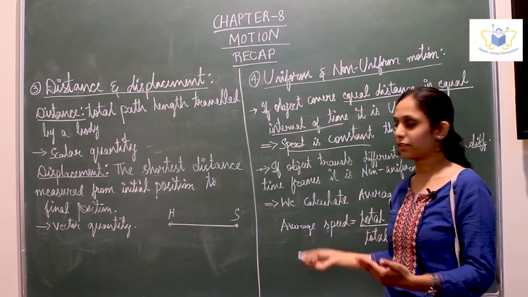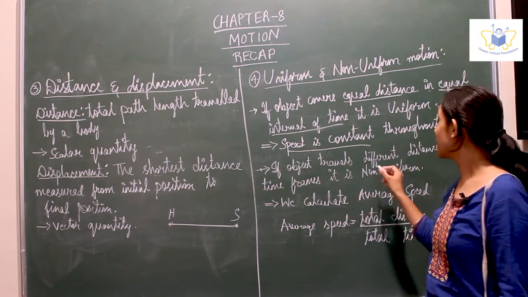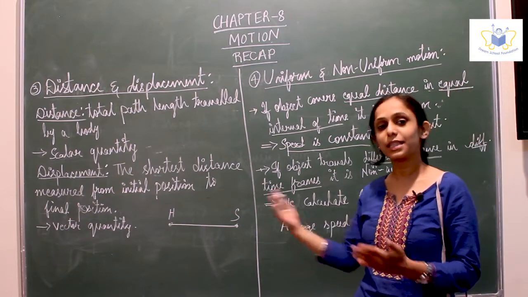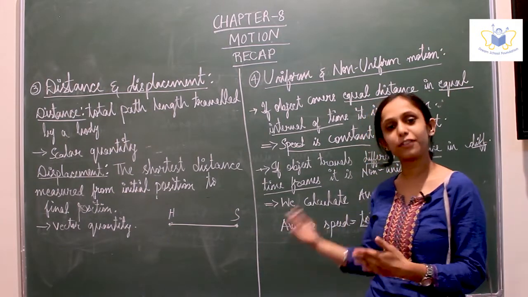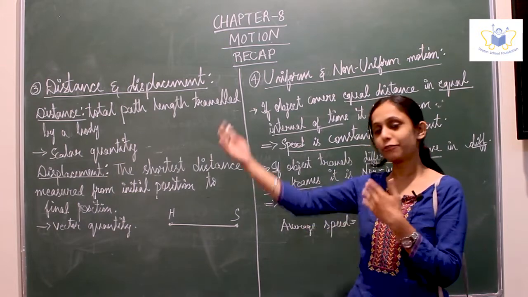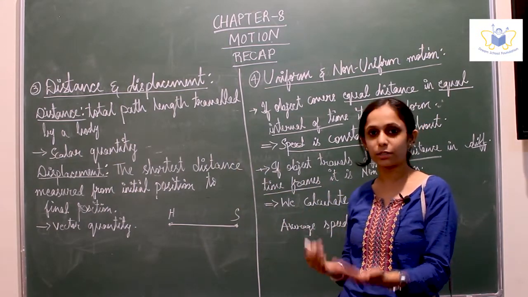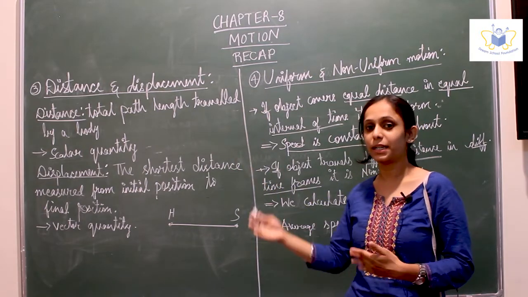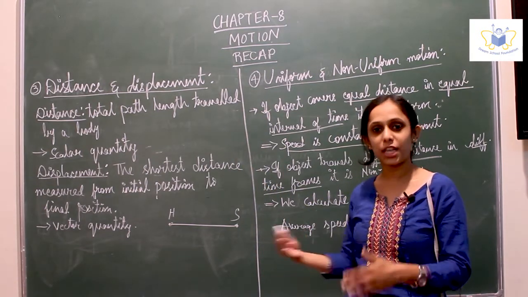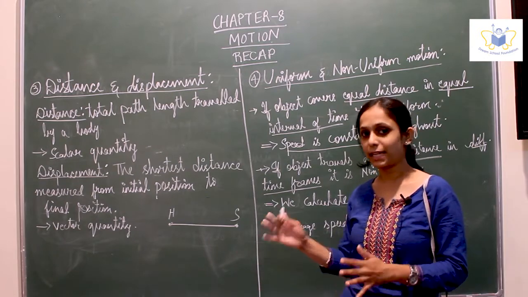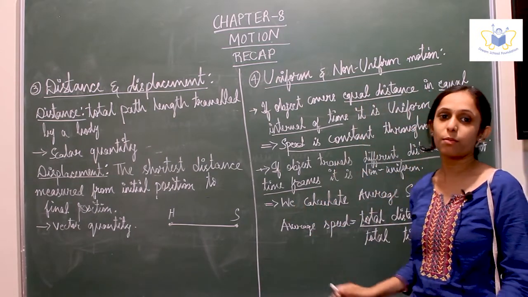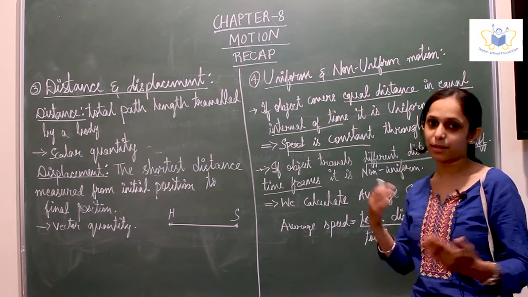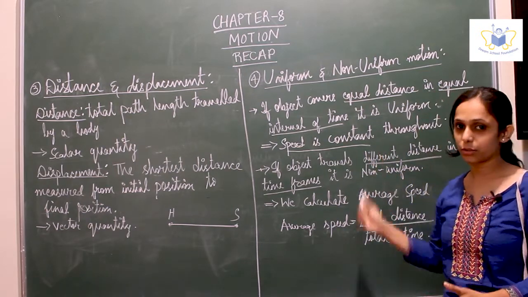Next it is non-uniform motion. Obviously, the opposite of this. If an object travels different distances in different time frames. Assume for 3 km you go at 50 km per hour. Again for the next 3 km you slow down to 20 km per hour. Again for the next 3 km you speed up to 80 km per hour. So you are changing your speed according to your distance and time. So this is non-uniform motion. Your motion is not uniform. Sometimes it is fast, sometimes it is slow. So hence it is called non-uniform.